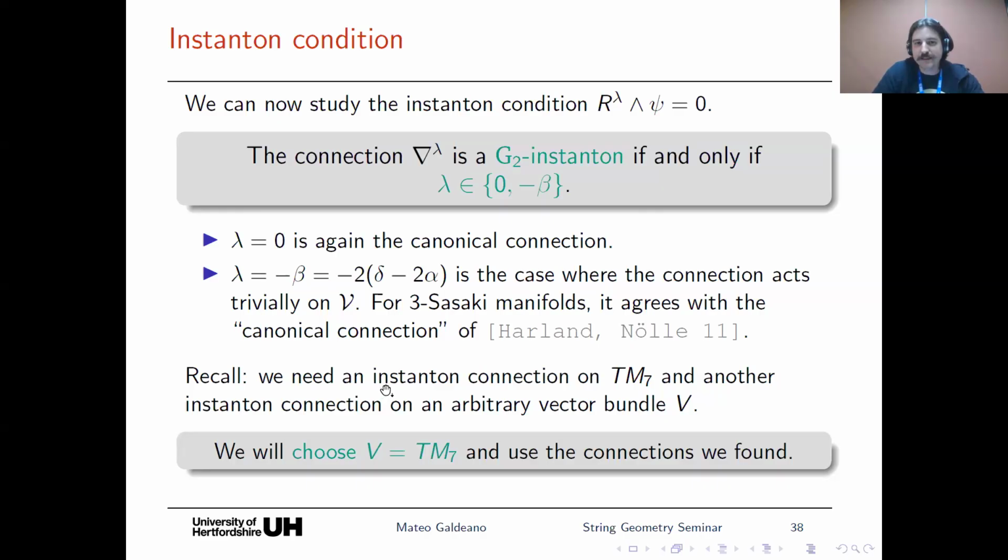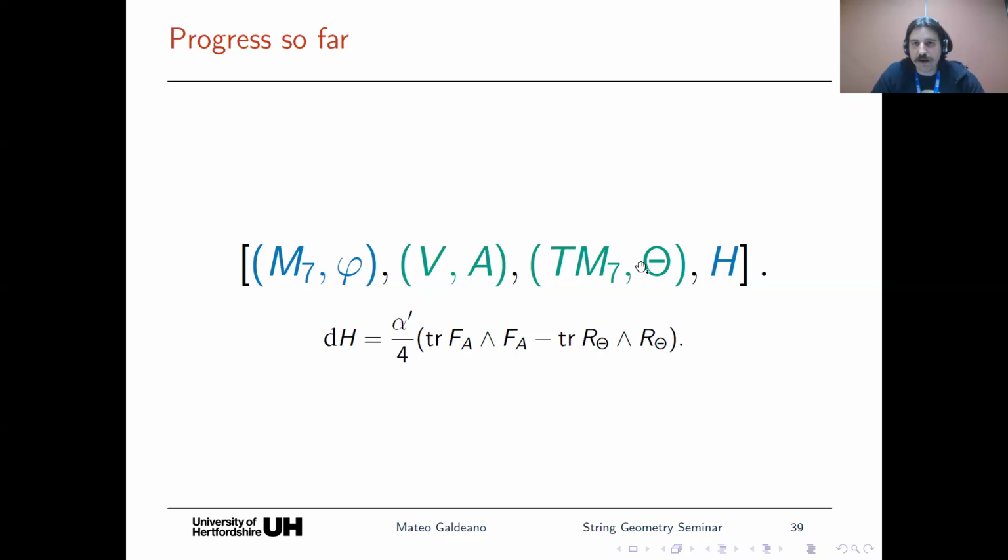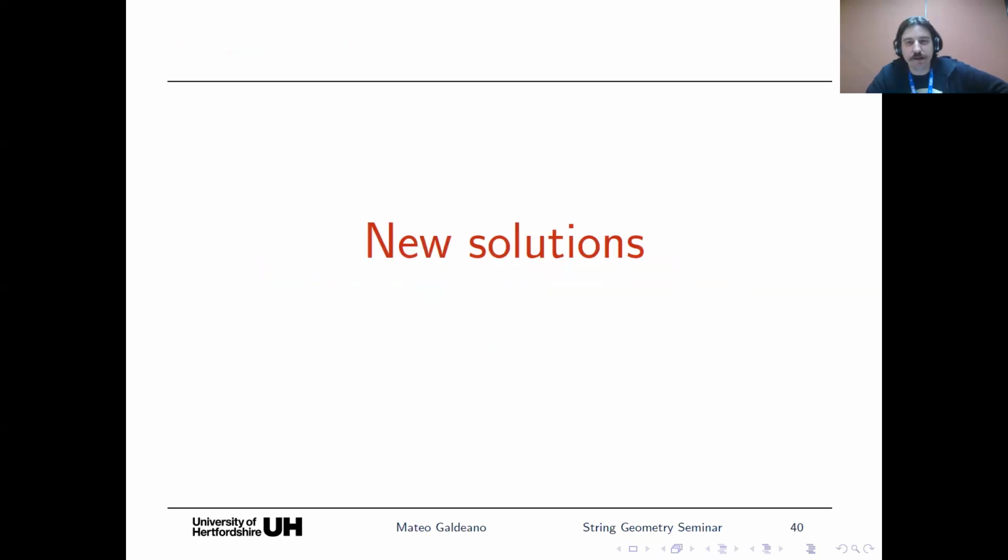And recall that we need an instanton connection on the tangent bundle and another instanton connection on some vector bundle. So what we will do is just choose our vector bundle to be the tangent bundle again and try to play with these connections, try to solve the problem. So now we've picked our connections, we have our geometry. What remains to do is look at this heterotic Bianchi identity. So let me tell you what we found. What are the new solutions that we found in this way?